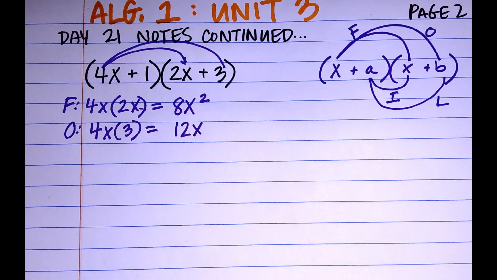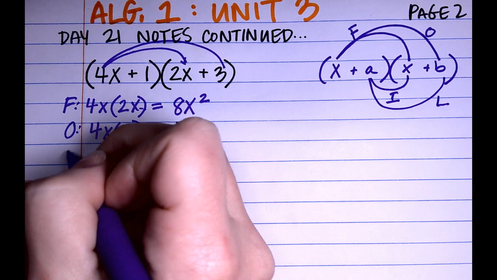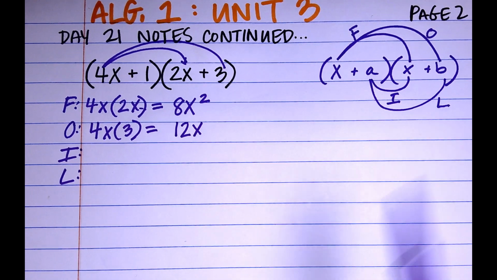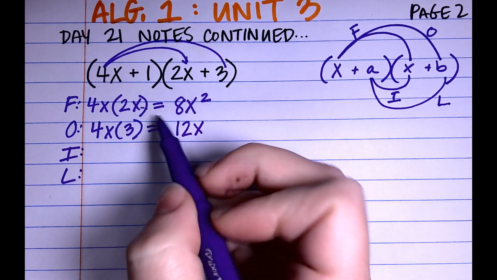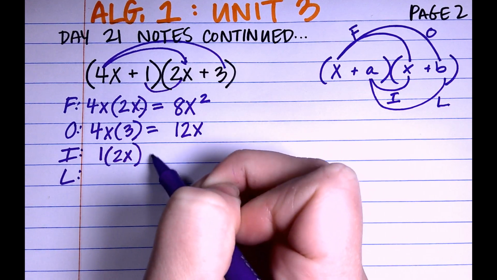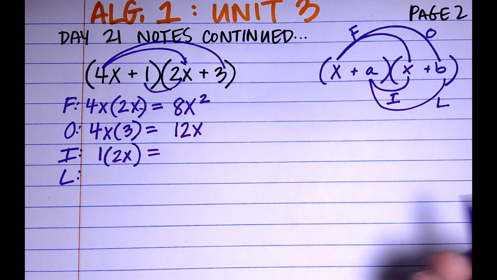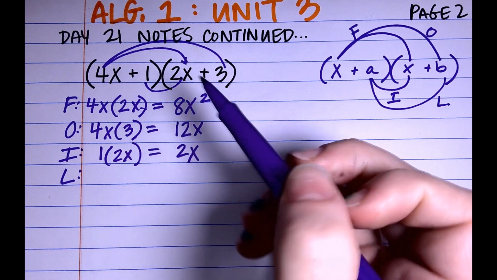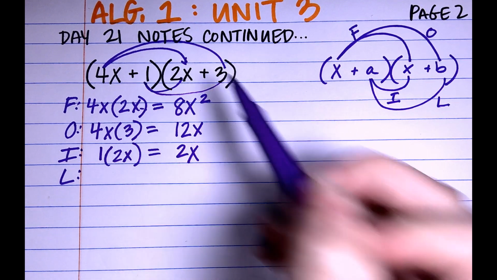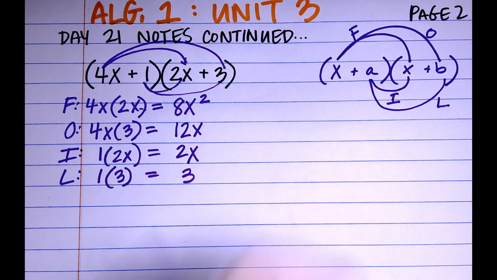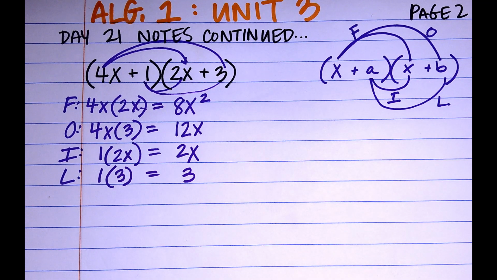12x. Perfect. Next, we'll do the inner terms, which are, which ones? 1 and 2x. 1 times 2x is 2x. Good. And last but not least, 1 and 3. Perfect. 1 times 3 is 3. Good.